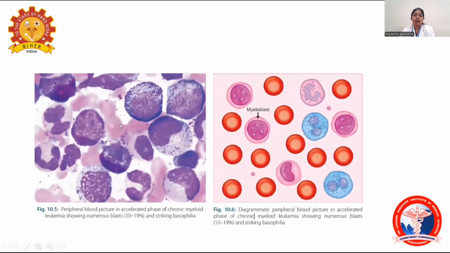So this is a peripheral blood picture in accelerated phase of chronic myeloid leukemia showing numerous blasts. The blast percentage is around 10 to 19%, and there will be striking basophilia. So this is a myeloblast. As I told you, myeloblast is a large cell with an abundant cytoplasm, and the nucleus will be very large with a lacy chromatin, and 2 to 3 prominent nucleoli will be seen.